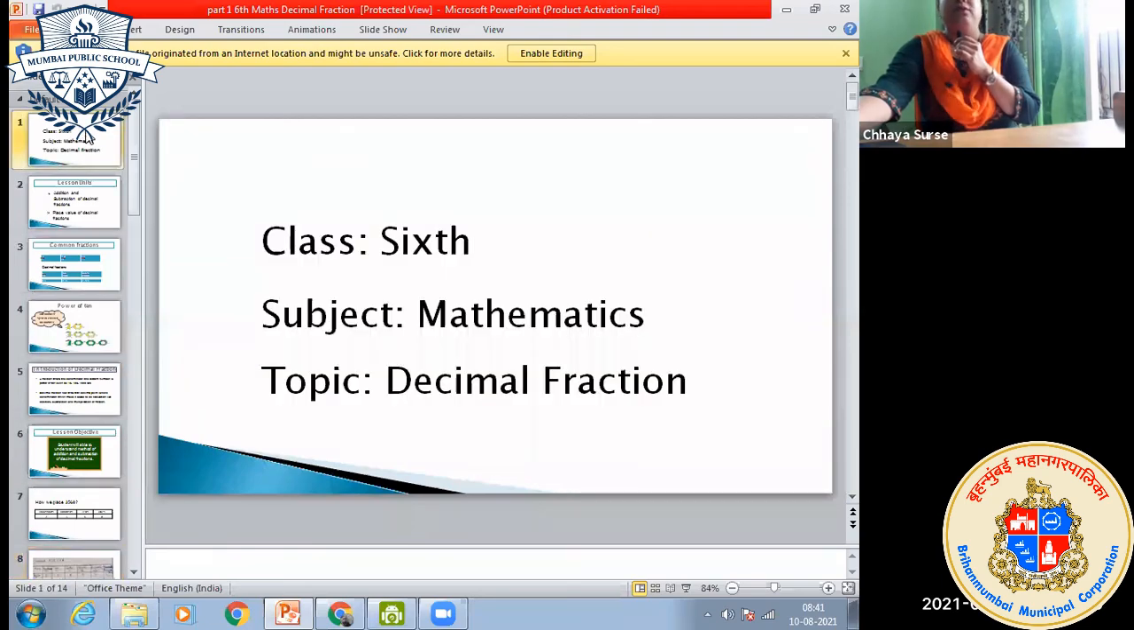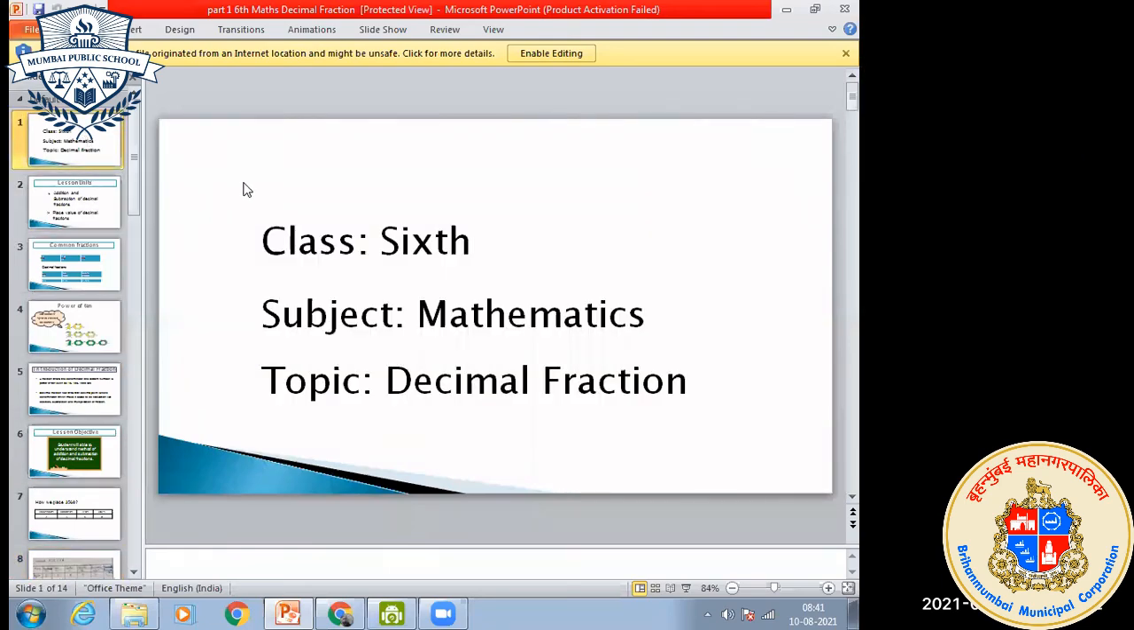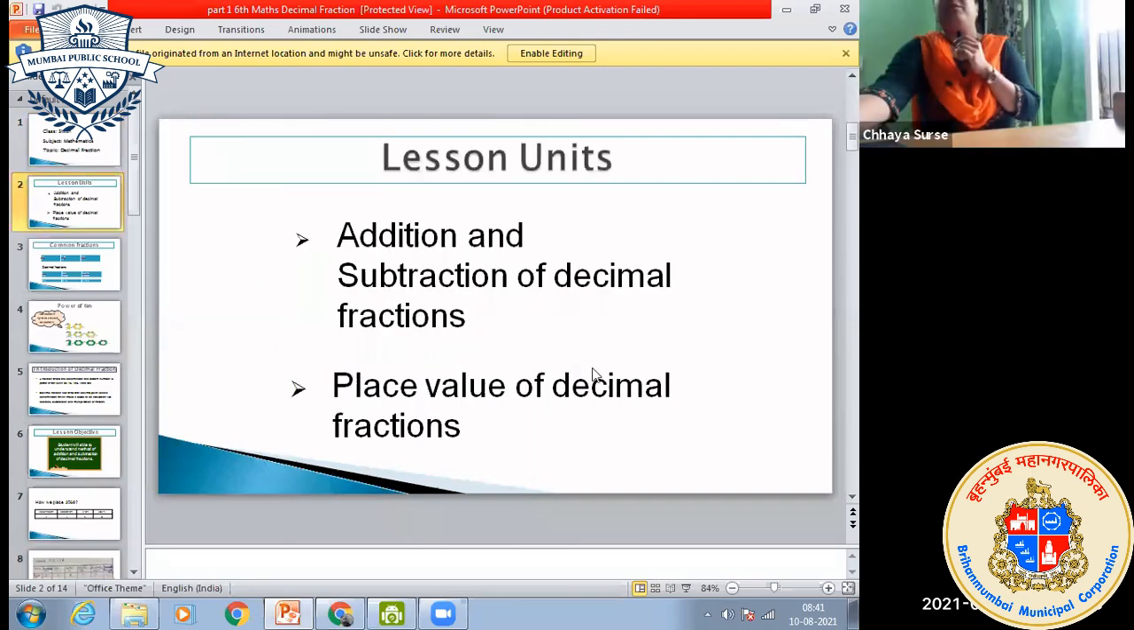Yes, teacher. Very good. Addition and subtraction of decimal fractions and place value of decimal fractions.